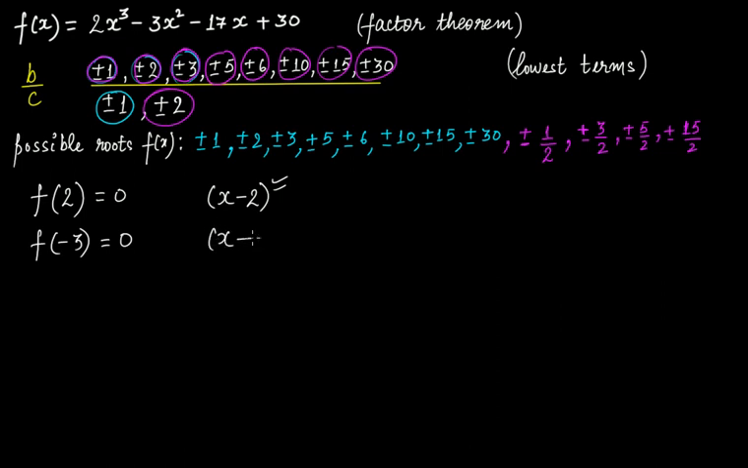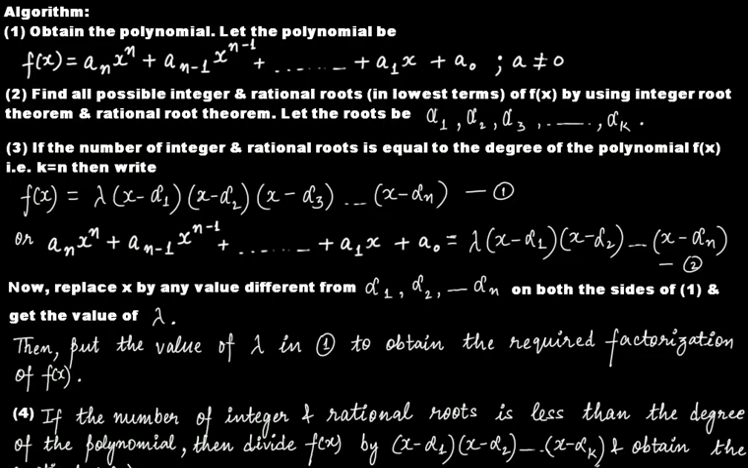So x plus 3 is our next factor, and then f(5/2) will give you 0. So your next factor will be x minus 5/2, right? So x minus 2, x plus 3, and x minus 5/2. These are the 3 factors we have got. Okay, so let's go to this algorithm part. Here, if you see, we have obtained the polynomials.